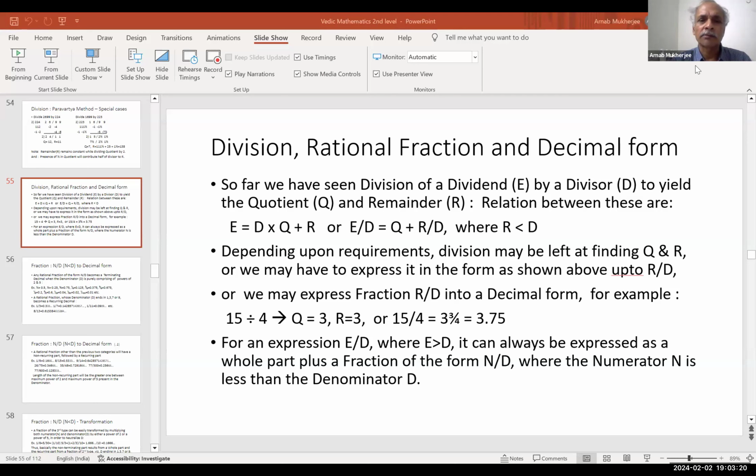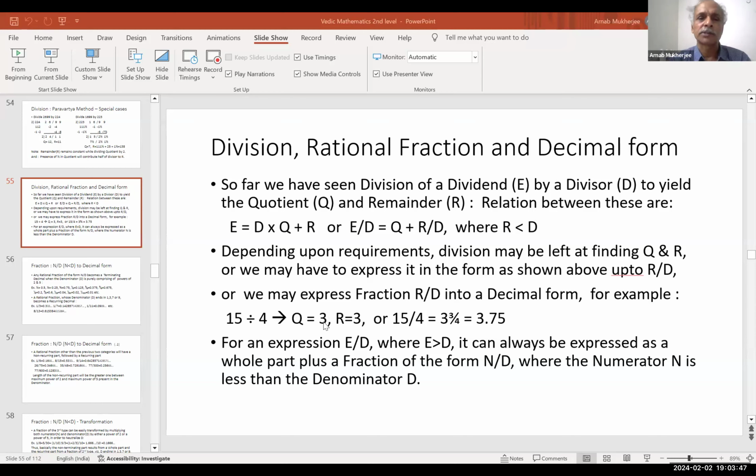Or you can see, by dividing both sides by D, E by D is equal to Q plus R by D, and R is less than D here. That was the condition of the division, and it is the definition of a remainder. Now, depending upon the requirements, we can go further, not stopping at the remainder. We can go to the fraction and express it in that format.